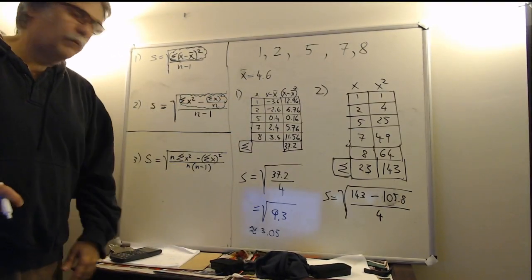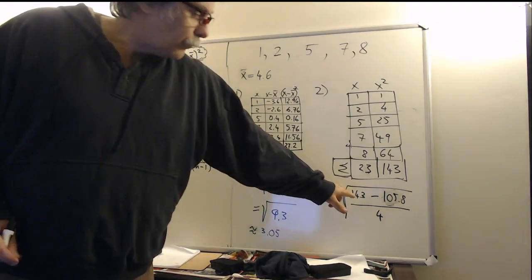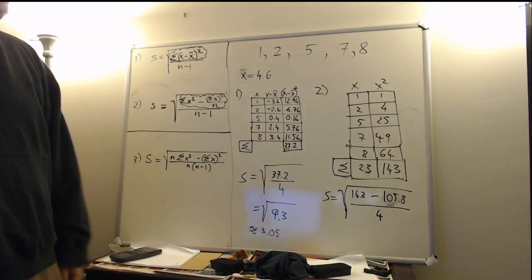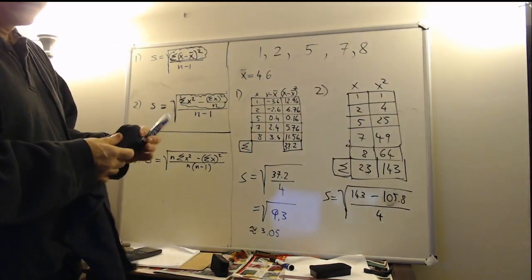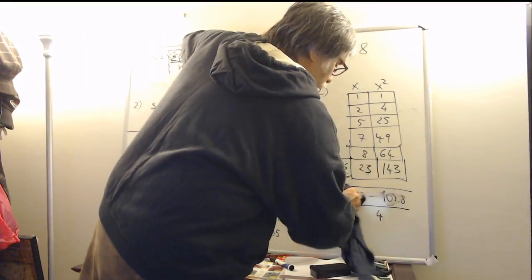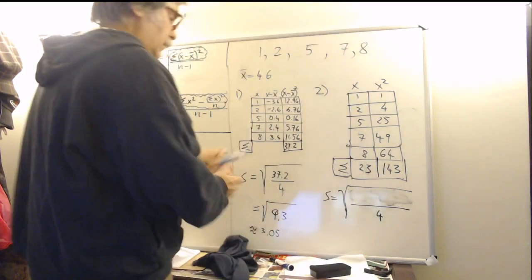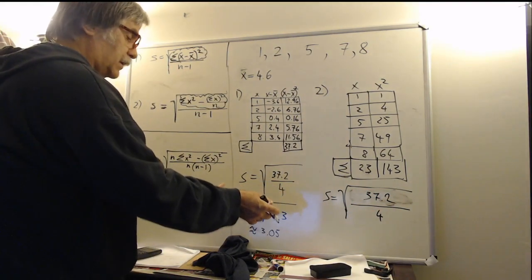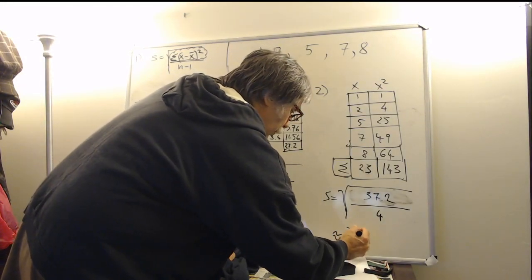Guess what? This is 37.2. Right? Check it out yourself. 143 minus 105.8. That's exactly 37.2. And that's what I was promising is going to happen. These are not the same calculation, but they yield the same number. So I have the same thing here, which basically means that when I proceed, I'm going to end up with the same thing at the end, which is going to be 3.05.